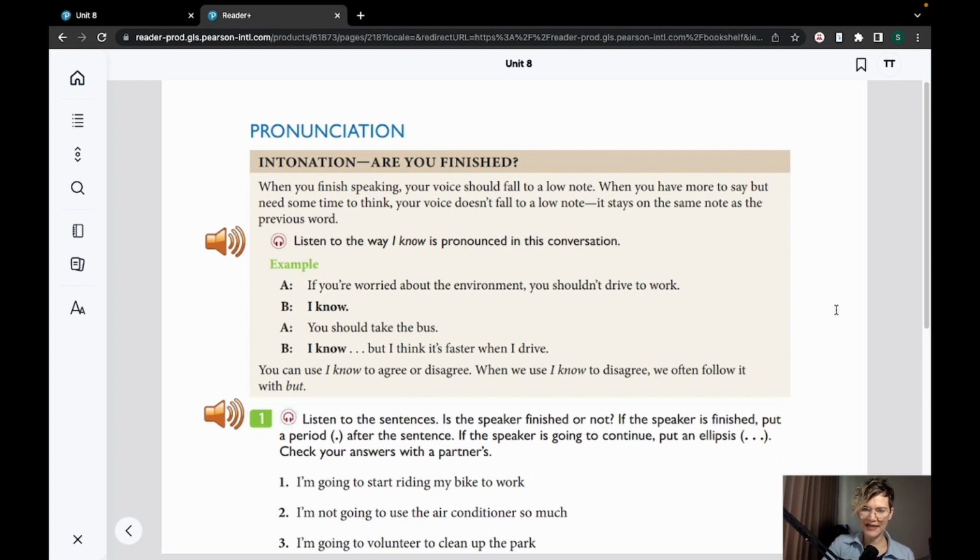So you can use "I know" to agree or disagree. And when we use "I know" to disagree, we often follow it with "but." "I know, but." Yeah, that's in the second part. We can hear when the person is done talking, the voice goes down. When the person is not really done yet, it kind of stays at the same note.